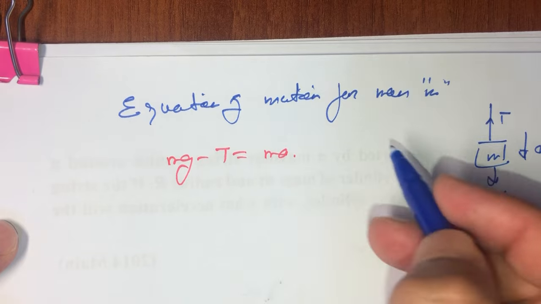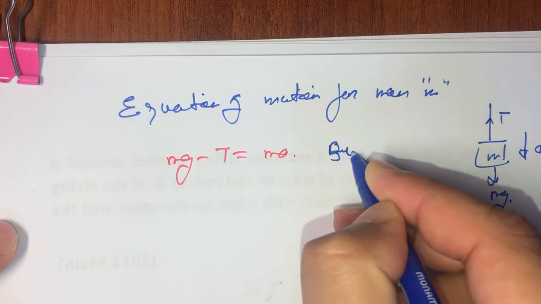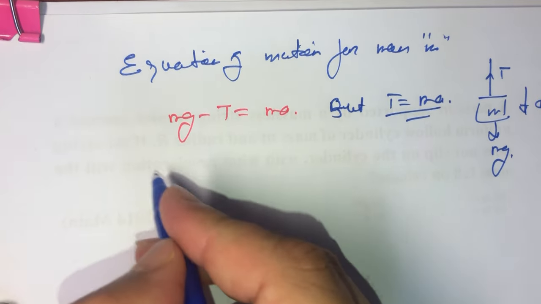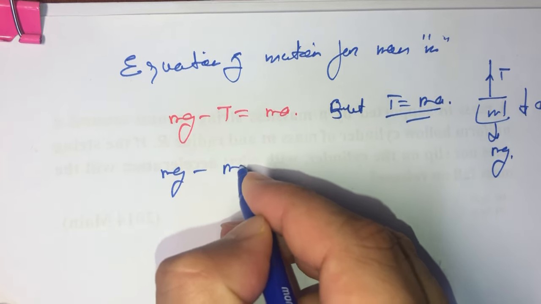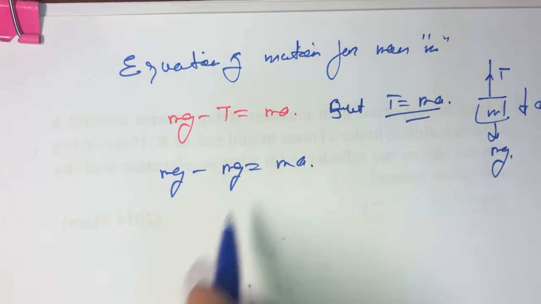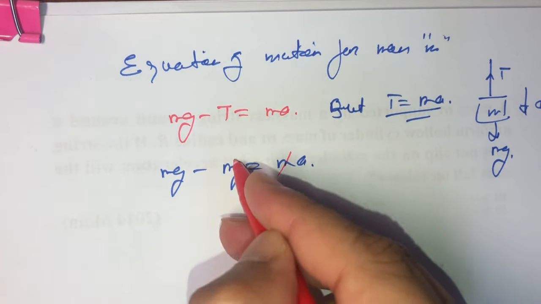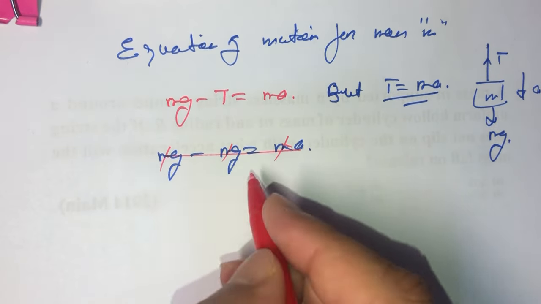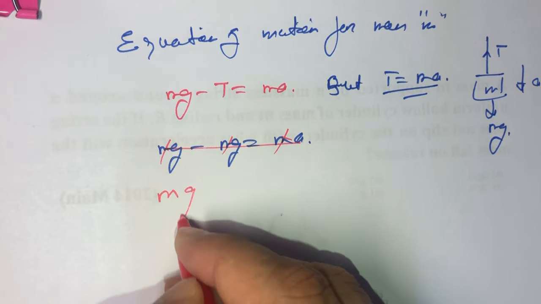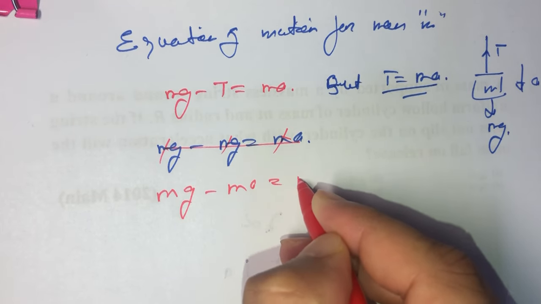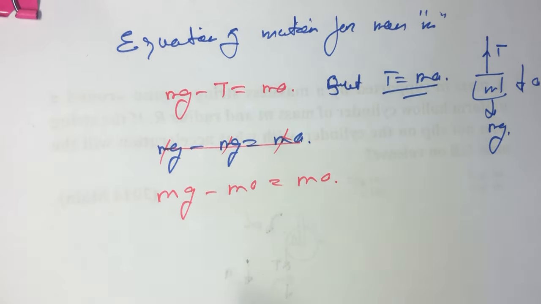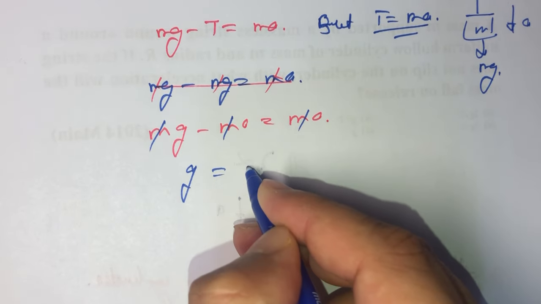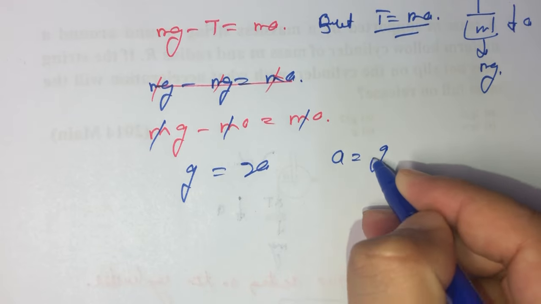So, substituting here, T is equal to mass into acceleration, we just proved. Therefore, we can write mg minus ma is equal to ma. Mass cancels out. So we get g is equal to 2a, or a is equal to g by 2.